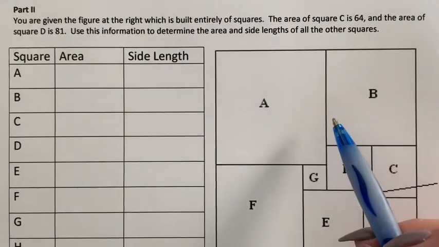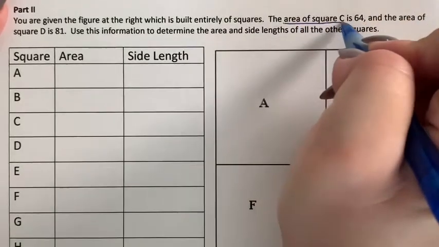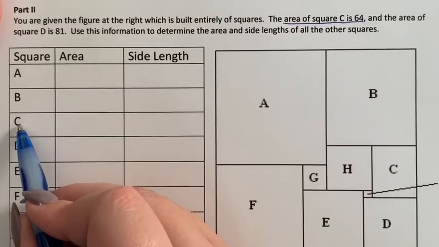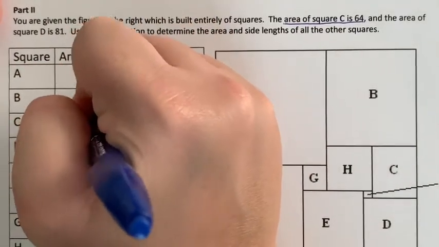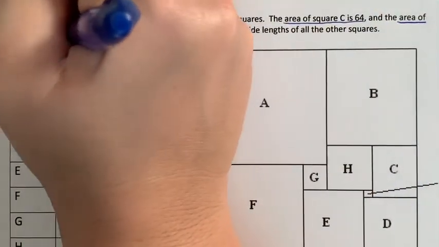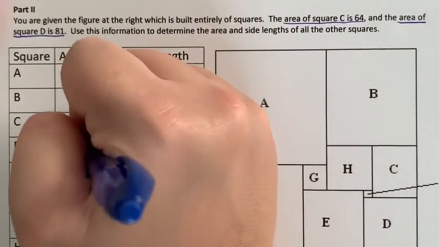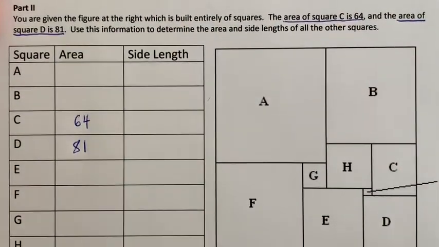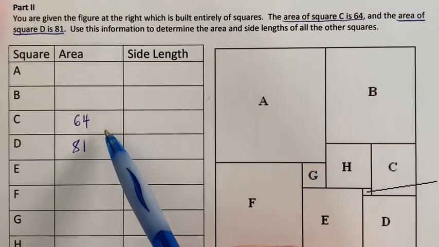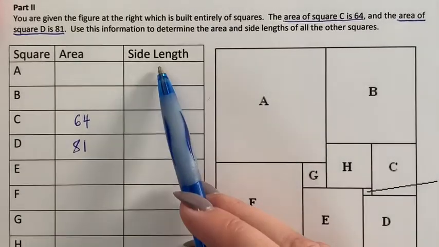So first I'm going to start by listing my given information. So I was given the area of square C is 64. So I'll jump to my table, find square C, and list the area as 64. I was also given the area of square D is 81. So I'll go to my table, and for square D, I'll list the area as 81. So this is what was given to me, but we know a relationship between the area and the side length of a square. So let's talk about that relationship.